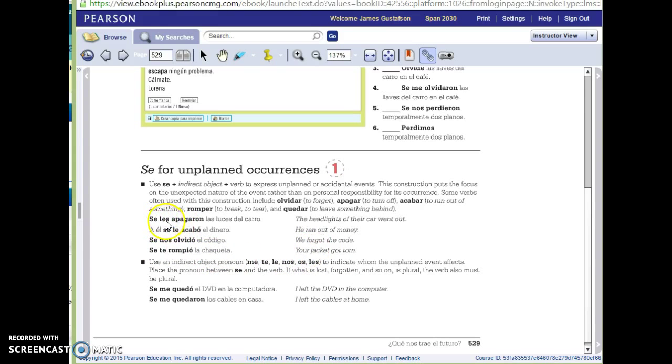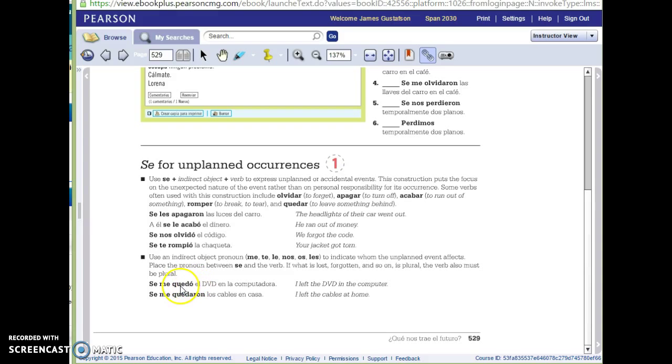The "se," the indirect object pronoun, and then the third person verb form. And so you'll say, well, "apagaron" is a plural third person verb form, and the other 3 here, "acabó," "olvidó," and "rompió," are singular third persons. And why is that? Well, it's because in this first example, "las luces" is plural, so you have the plural third person form to agree with it. And in the other 3, they're singular. "Dinero," "código," "chaqueta" are all singular, so you have the singular third person verb form.